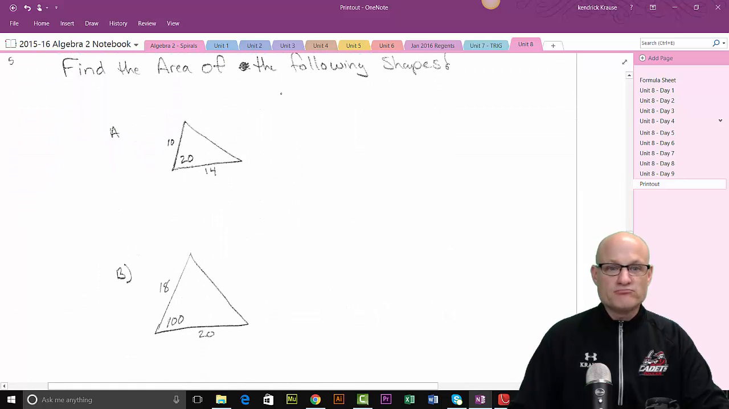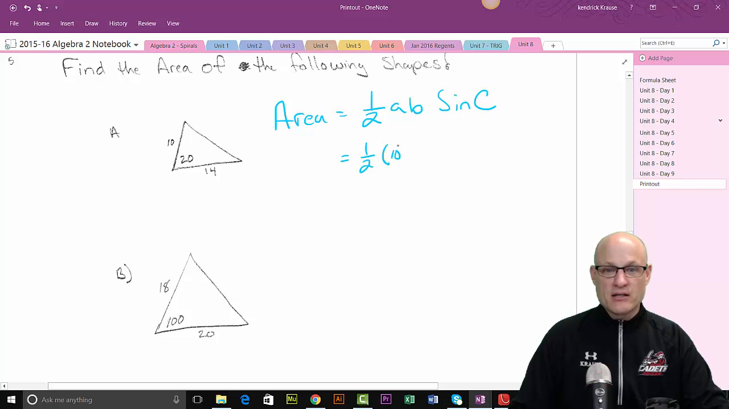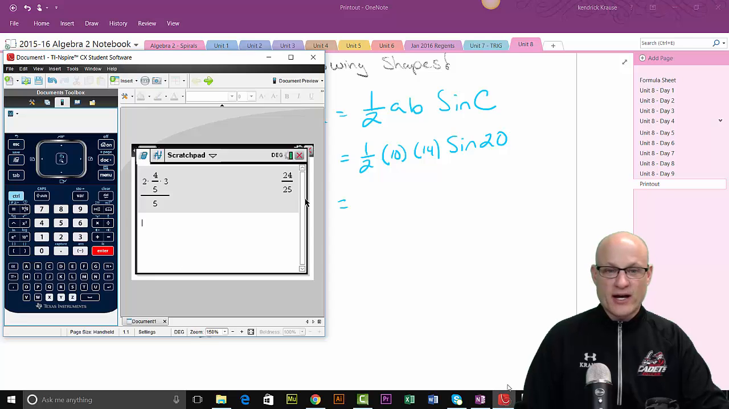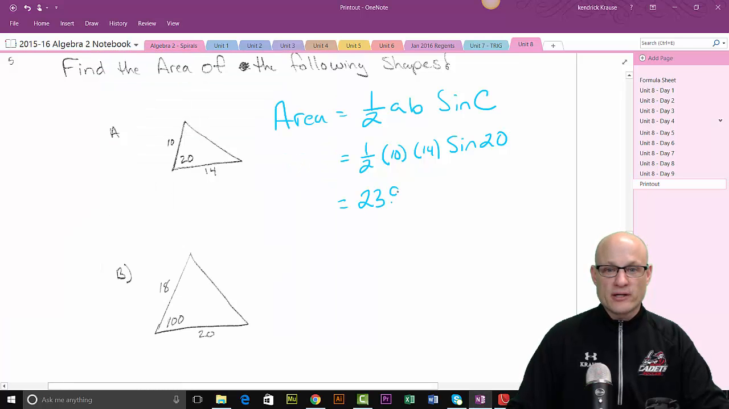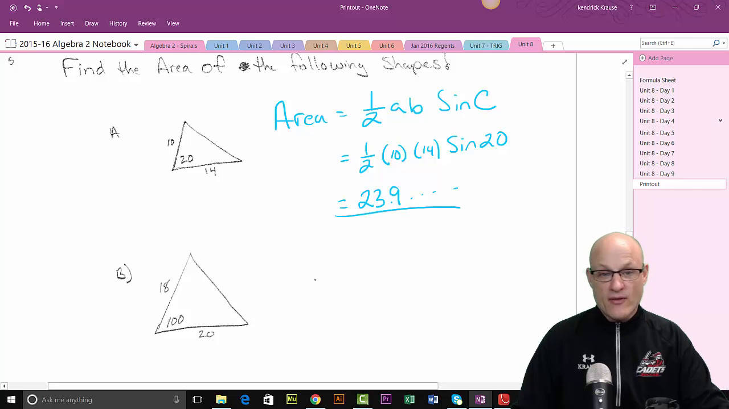Anytime I ask for area, I just want you to use area equals 1/2 AB sine C. So in this case, 1/2 times 10 times 14 times the sine of 20. If I type all that in my calculator, half of 10 is 5. So 5 times 14 times the sine of 20 is 23.9, dot, dot, dot, and then I just ask you to round that someplace.